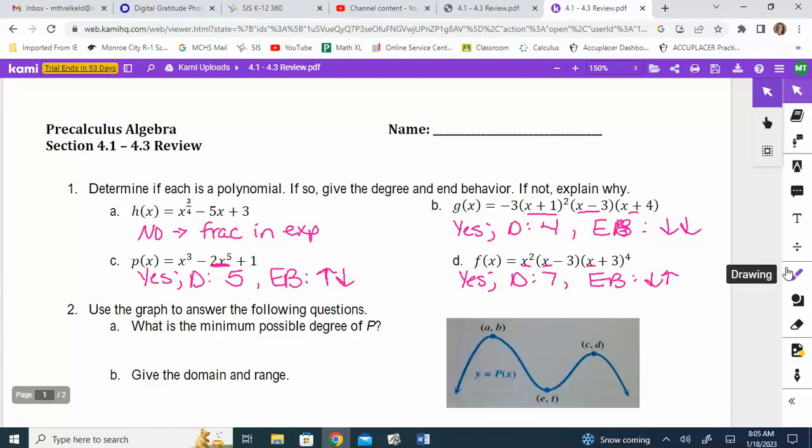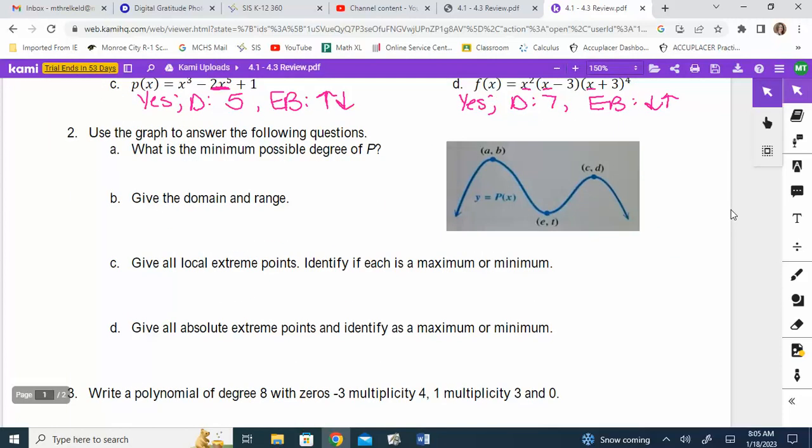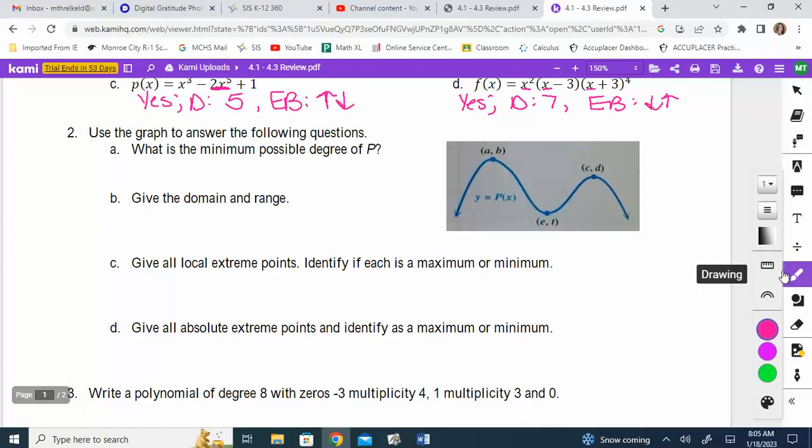Then the next one, I'm asking you some questions about a graph. So the minimum possible degree. First of all, can you tell me, does this one have an even or an odd degree? Even. How many turning points does it have? 3 turning points, so the degree has to be at least 1 larger than that, so my minimum degree would be 4.